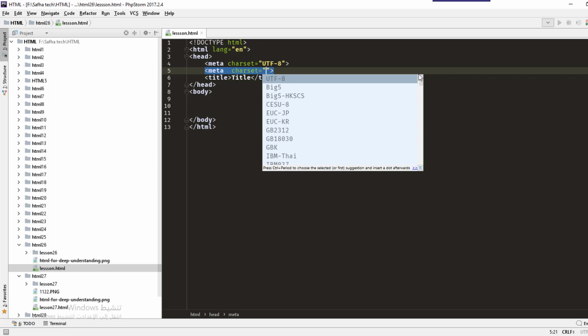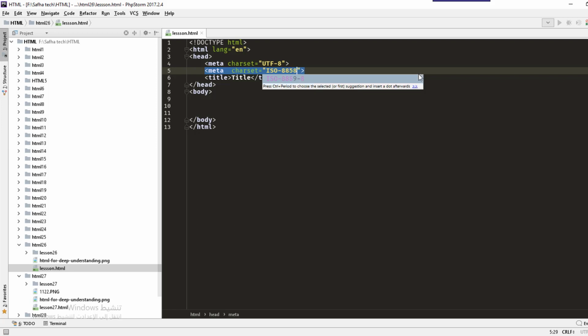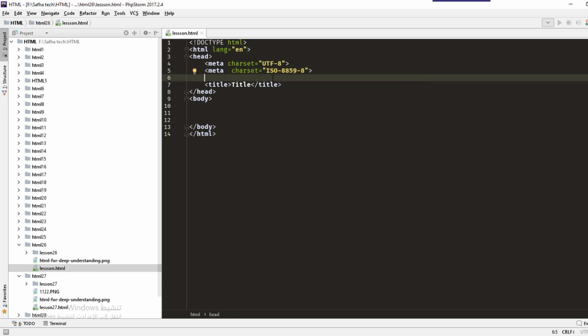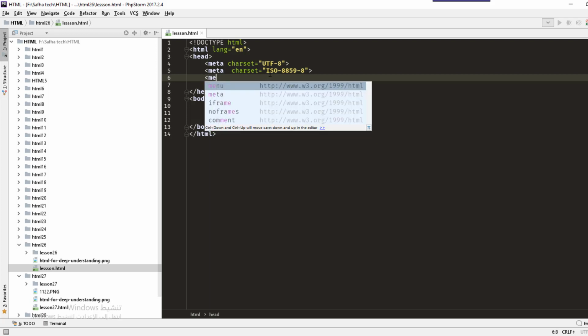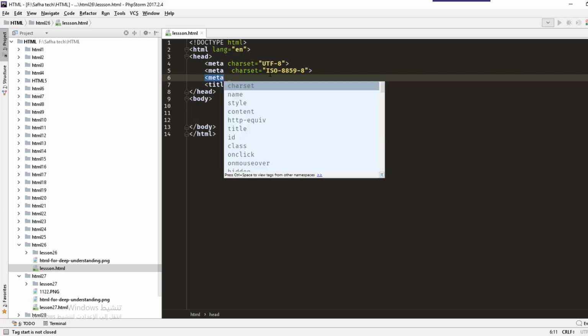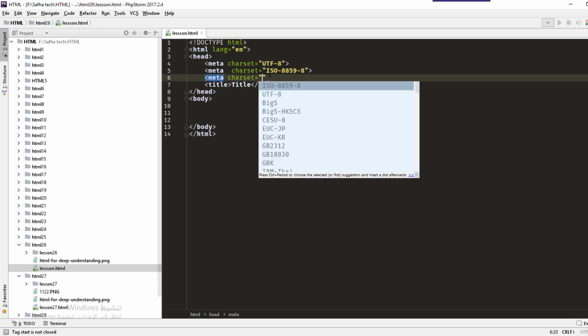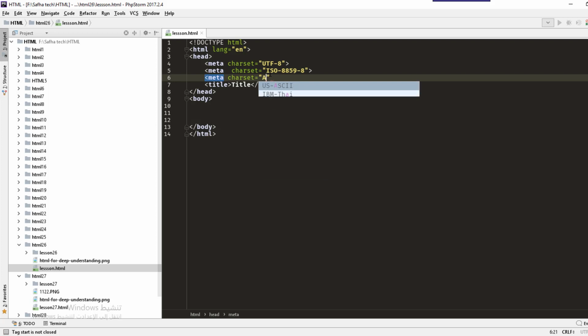The second one would be the ISO, ISO dash 8859-1. This one is one of the most popular. We should only use one of them, but I'll write them down just to let you see what the differences are and to talk about them a little bit. The next thing would be the ASCII, United States standards. Okay, let's talk about them.